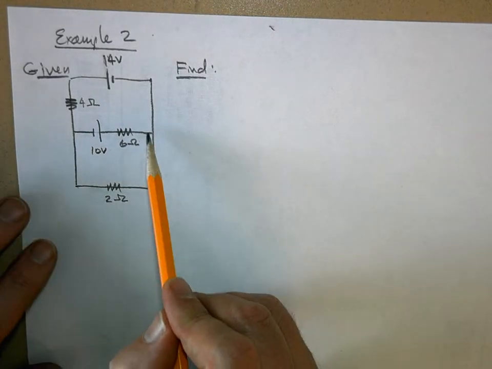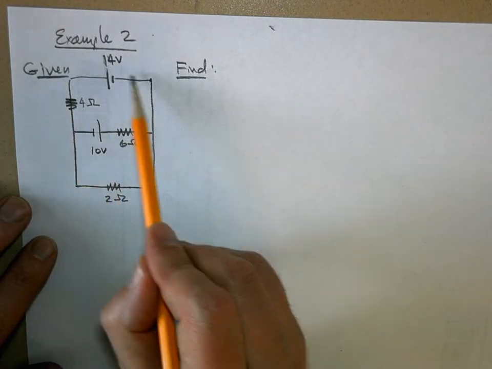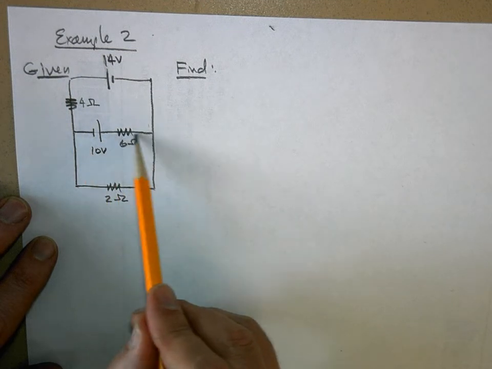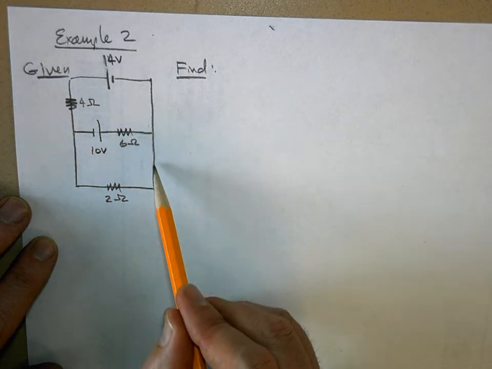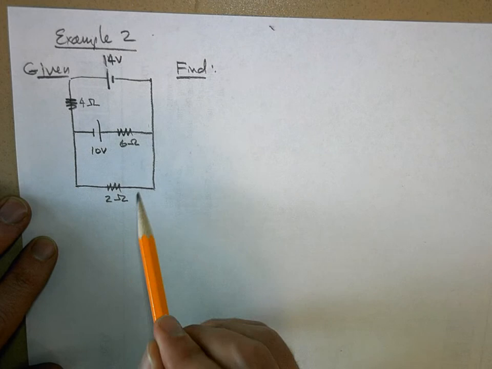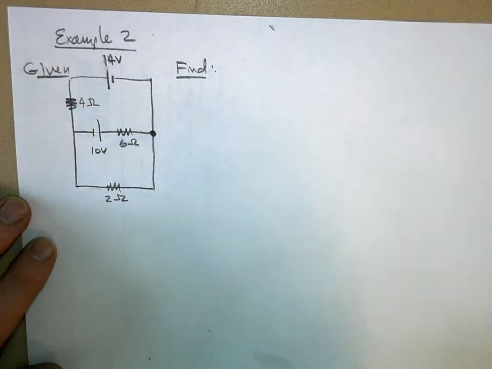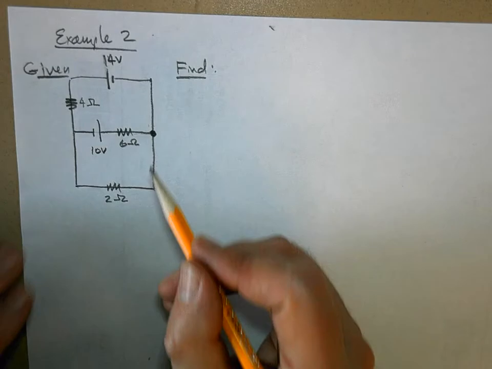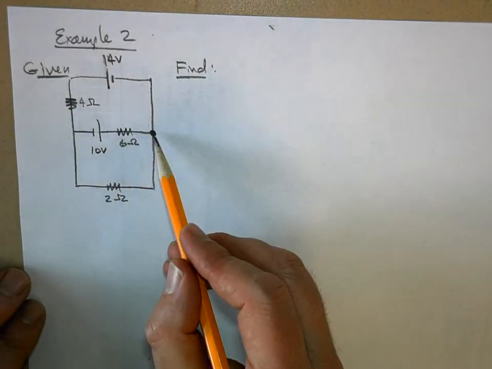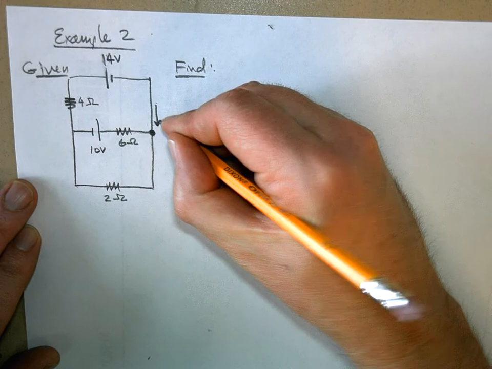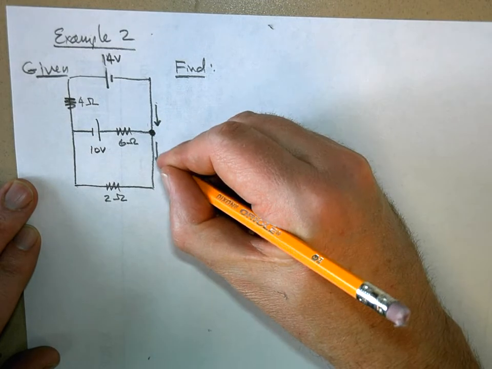We have this branch, and all the current has to be the same here. We have this branch, all the current has to be the same here. And we have this one, all the current has to be the same here. So the first thing I'm going to do is identify my currents. You pick a junction, and it's random. I could have picked this one, but I'm going to pick this one. Let's guess, and it doesn't matter. You can just guess whatever you want.